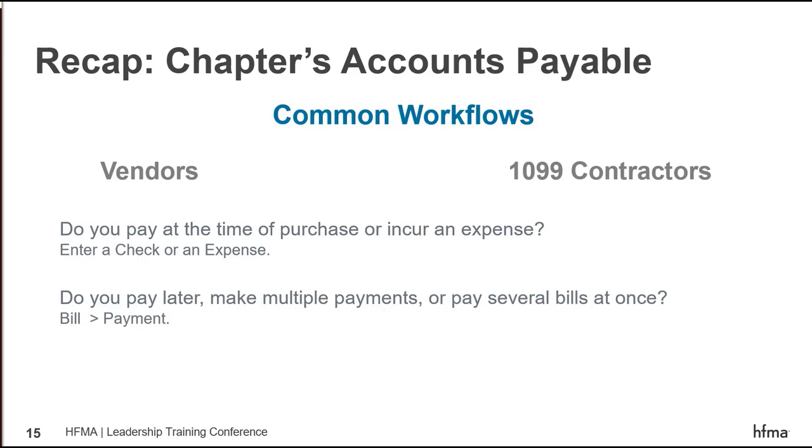Does the chapter pay at the time of purchase or when it incurs an expense? Easiest thing to do there is to enter a check and to create an expense. Then there's a question of, does the chapter pay later? Or, for example, are we making multiple payments at a time? Then the best approach would be to create a bill and then issue a payment later. So you basically don't need to enter a bill if you're just paying an expense in full the moment you receive it in the mail. Okay, so instead, just save that extra step by entering a check or a credit card expense.